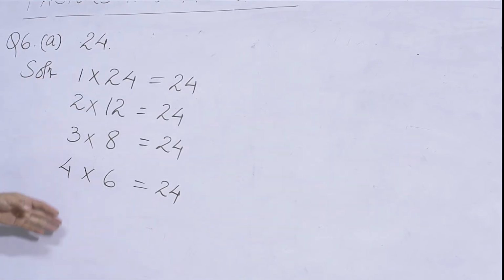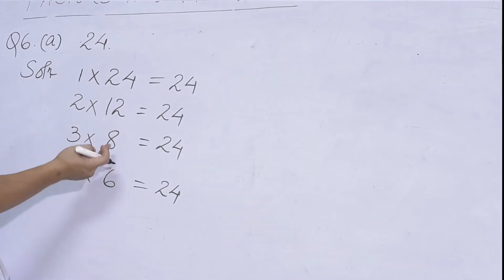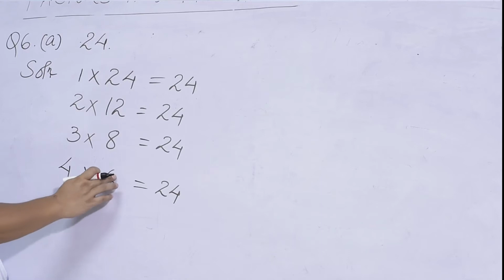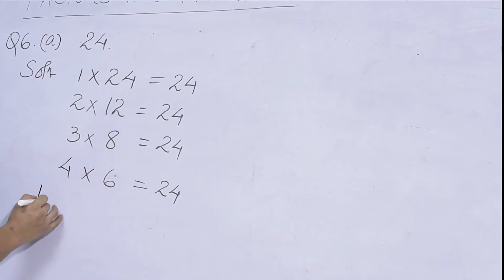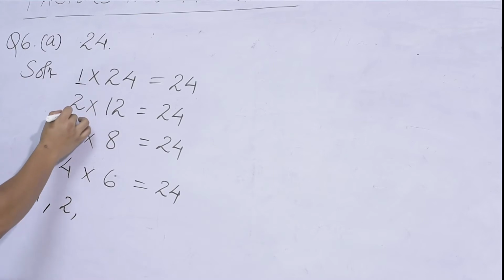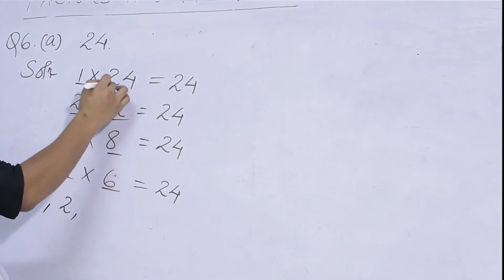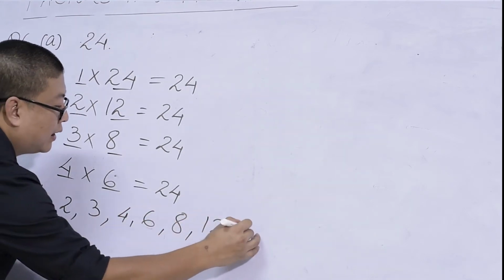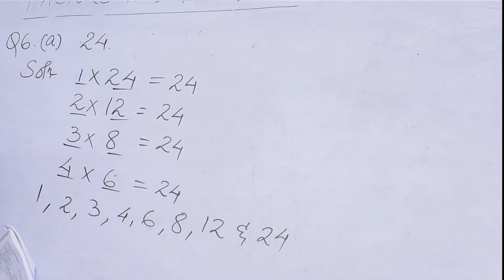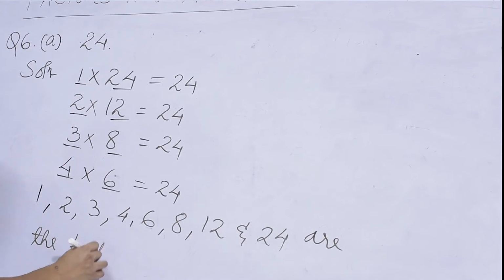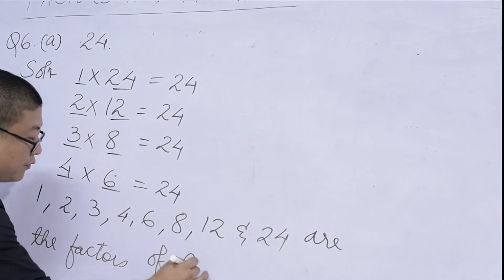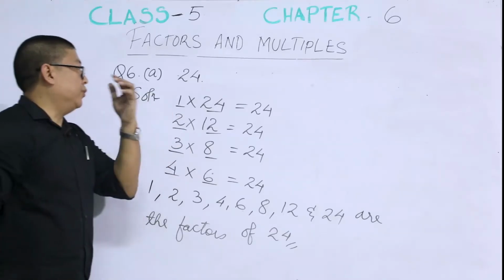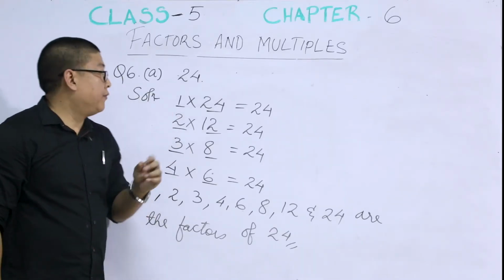So, 5, no more, 6, all right. 6 into 4, 4 into 6, same thing. 3 into 8, 8 into 3, same thing. So, we will not write them again. So, with this, we can say that 1, 2, 3, 4, 6, 8, 12, and 24 are the factors of 24.